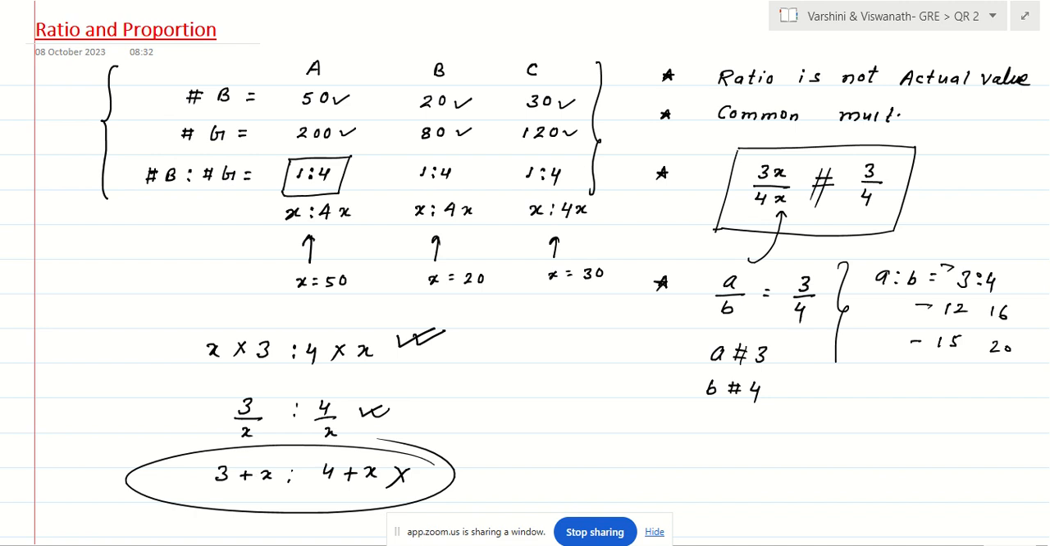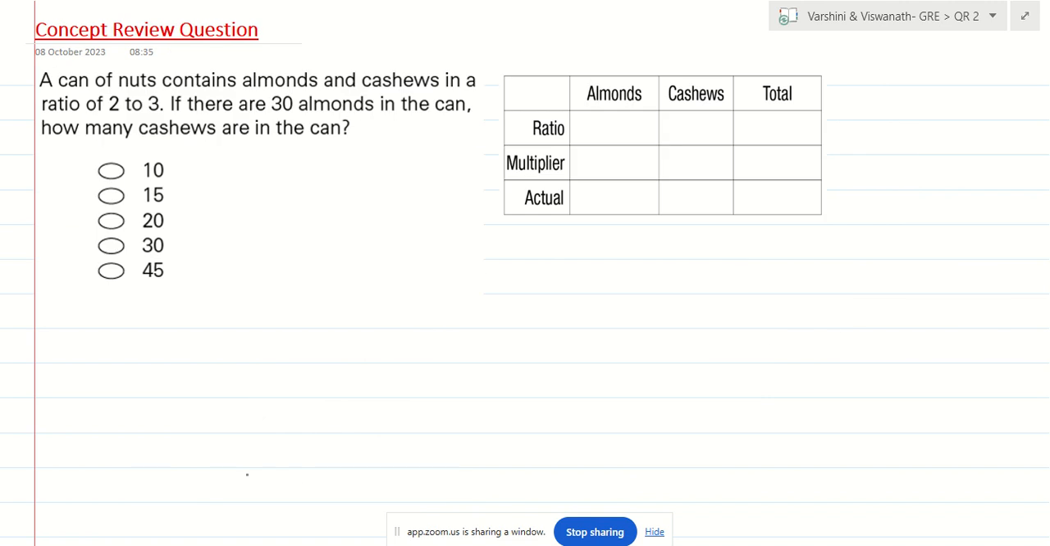Okay, so let's go ahead and try solving one simple question. Your time starts now. A can of nuts contains almonds and cashews in a ratio 2:3. If there are 30 almonds in the can, how many cashews are in the can? Very, very simple, isn't it?